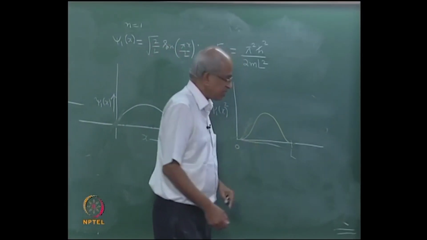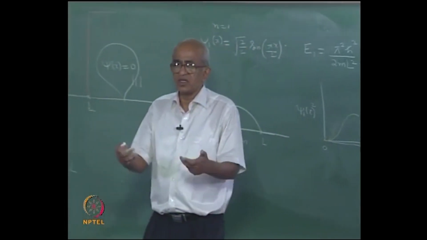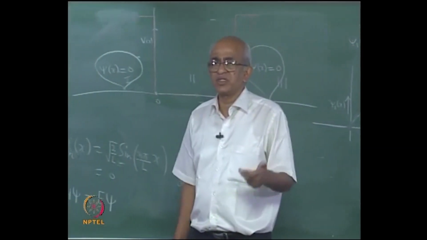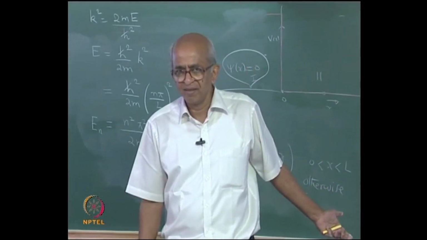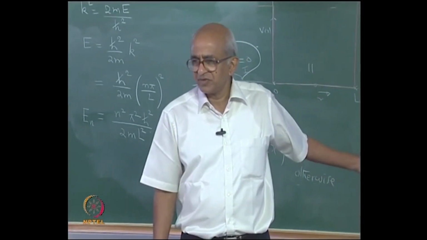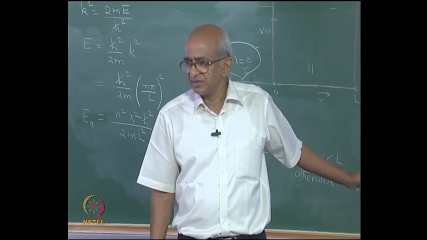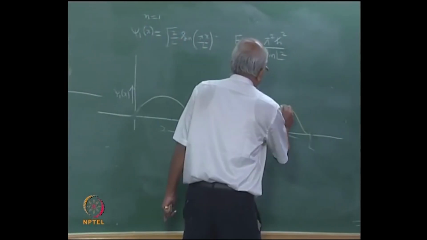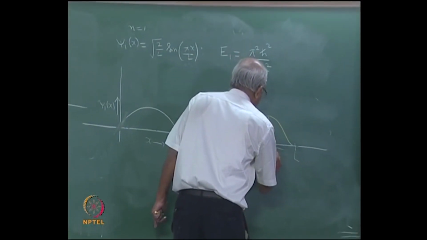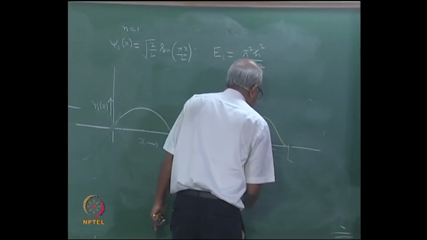And then if you have such a probability density, and if I ask you what is the most probable position of the particle, the answer is extremely simple. The most probable position for the particle is the center of the box. So, the particle is most likely to be found at the middle of the box, which is L by 2.